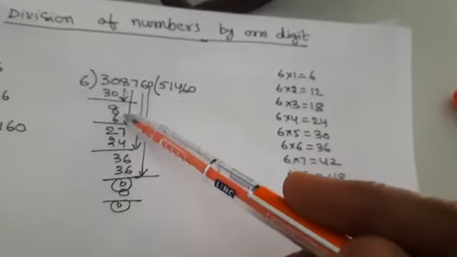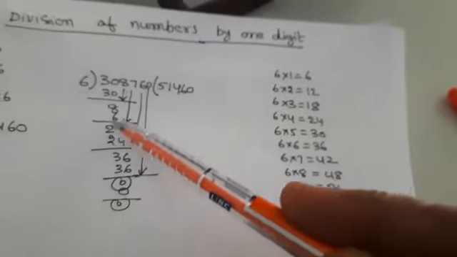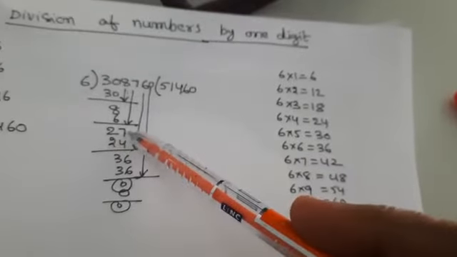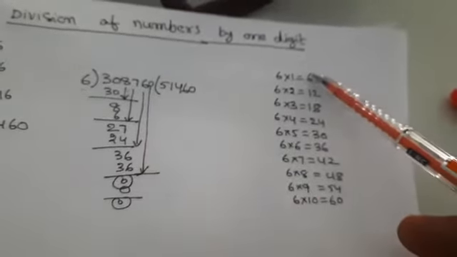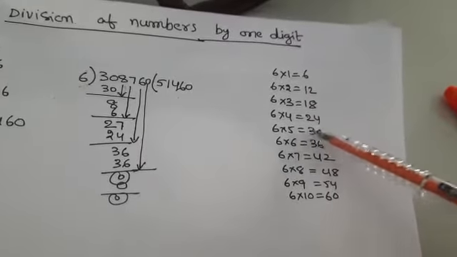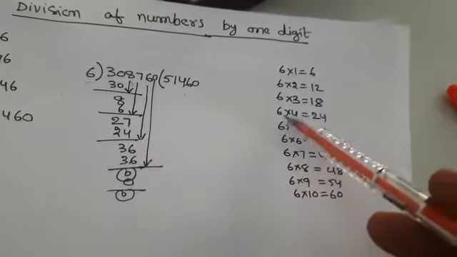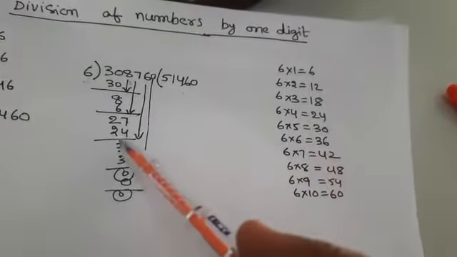Then again you bring down another number, that is 7. The next number becomes 27. Again you have to read the table. 6 1s are 6, 6 2s are 12, 6 3s are 18, 6 4s are 24, 6 5s are 30. 30 is more than 27. So you have to take 6 4s are 24.